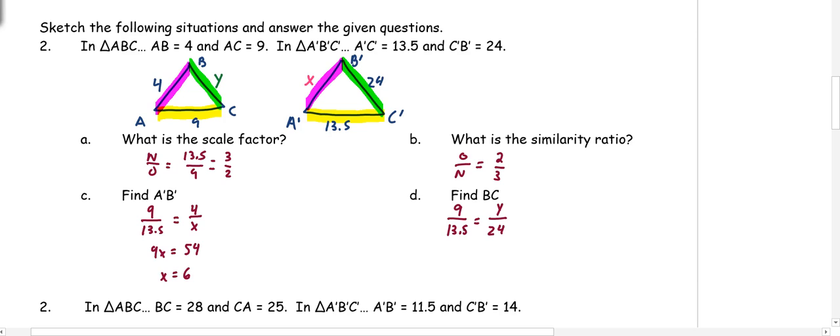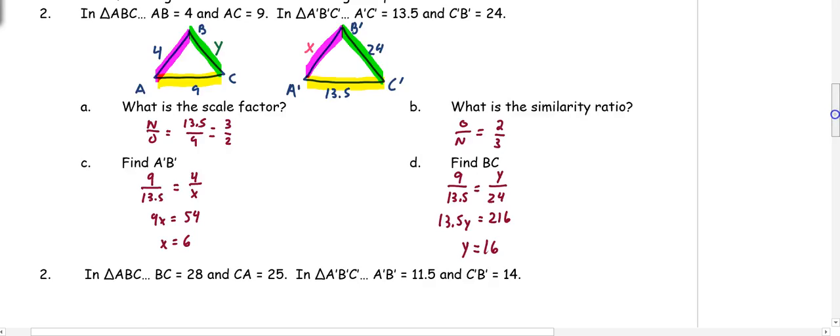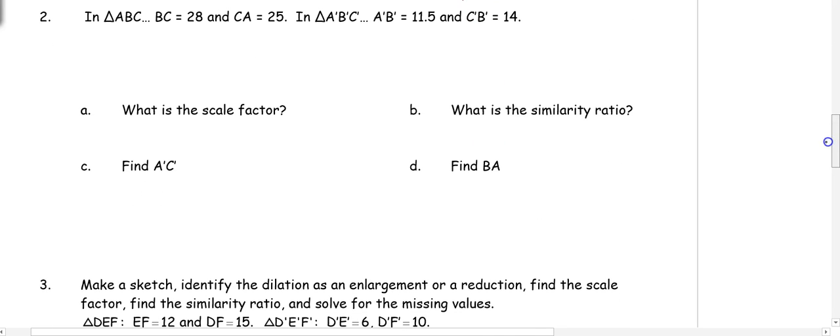So when I cross multiply, I get 13.5y equals 216. And when we divide by 13.5, we get that y is 16. So let's look at another example.